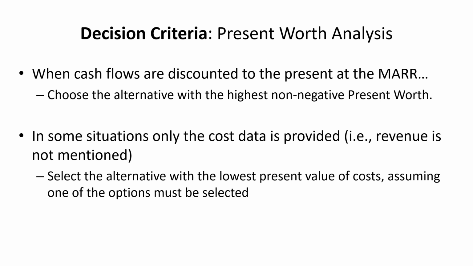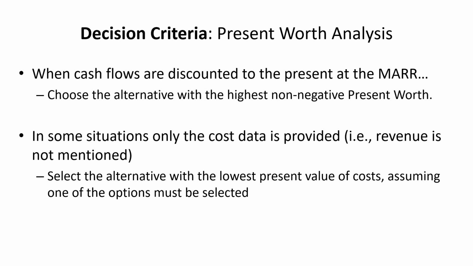And of course, there are some situations where you'll only have outflows or cost data that's provided and there's no revenue that's mentioned. So as a slightly different implementation of present worth analysis, if there are only costs mentioned in the statement and you know that you have to choose one of the alternatives, then what you do is you just pick the option that has the lowest present value of costs. And so minimize expenses is the objective rather than maximizing profits.